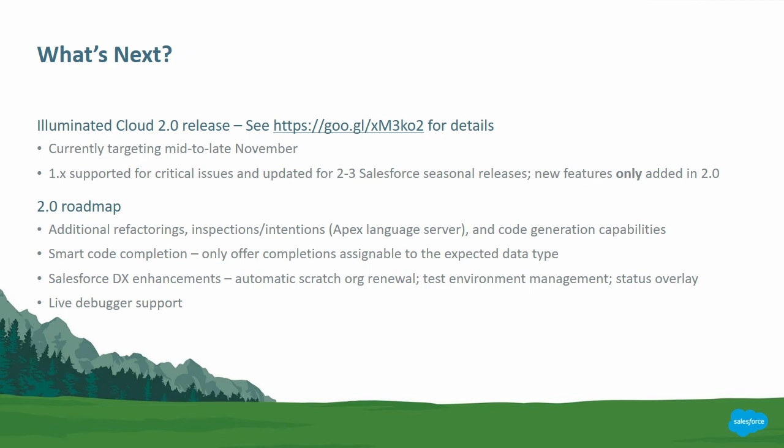with that prioritization. So additional refactorings, additional inspections and intentions, going back to refactorings, all the extraction and introduce refactorings, move, copy, all that, that's aware of the metadata and the implications on the metadata when you do it. Inspections and intentions, always working through the ones. If I end up using one in Java, it goes to the top of the list of it in Apex. And then code generation capabilities.